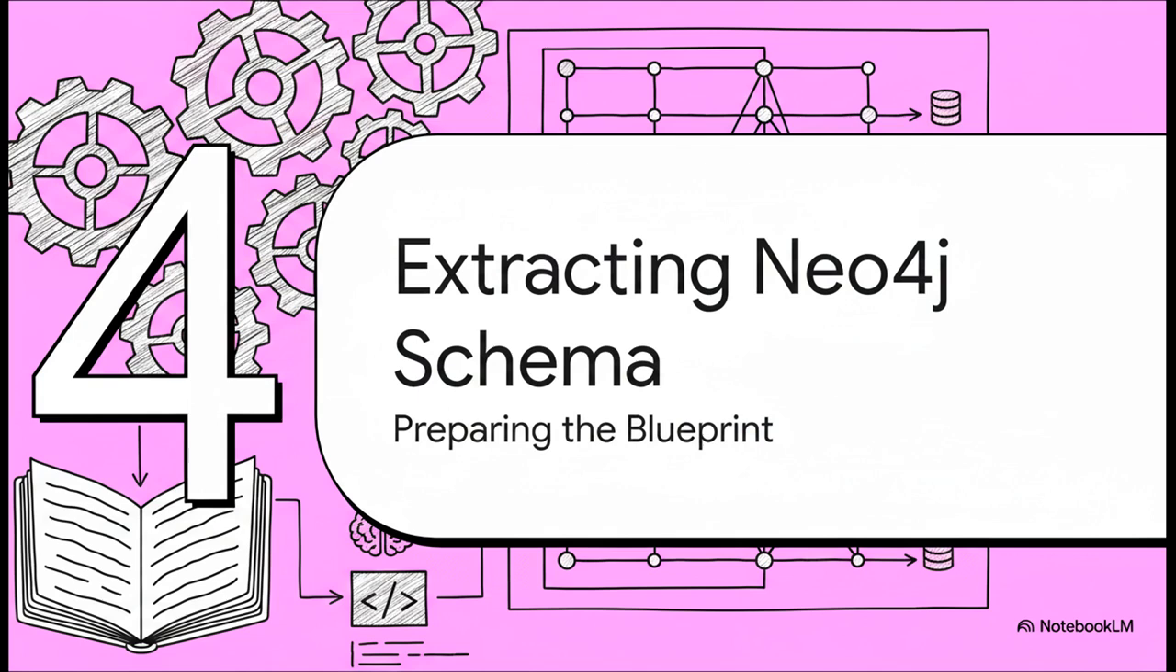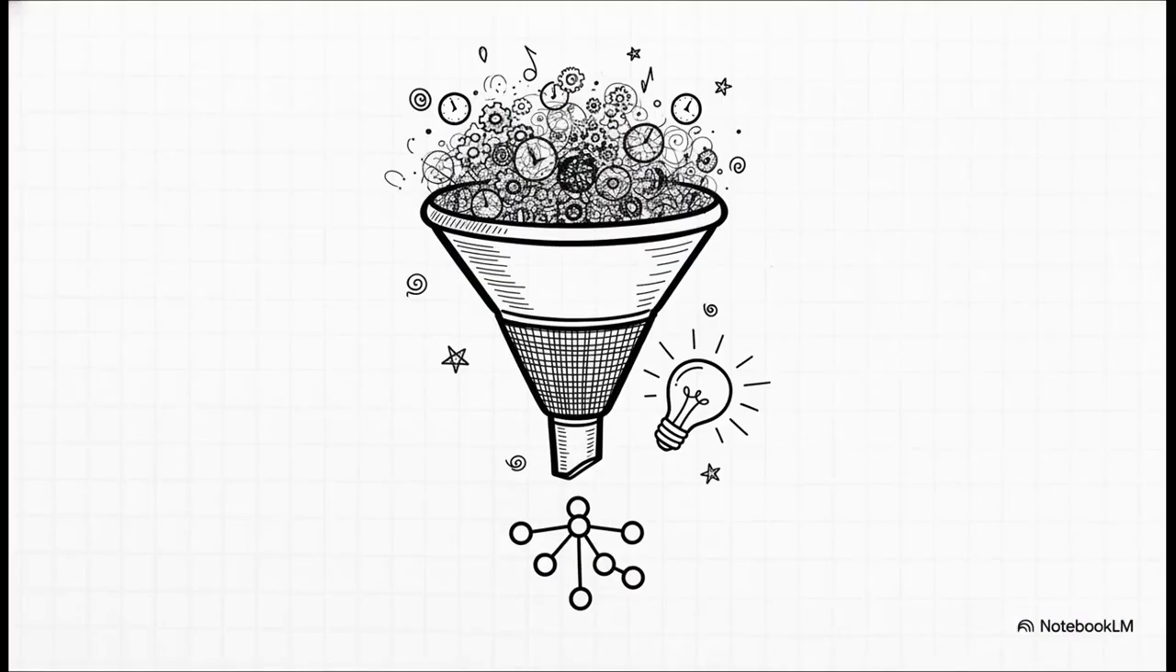Which brings us to Section 4, extracting the Neo4j schema. Here's how we prepare that database blueprint for the LLM. Okay, listen up because here's an absolutely crucial production tip for performance optimization. Whatever you do, do not just dump your entire raw Neo4j schema into the LLM context window. It wastes tokens and completely degrades accuracy.